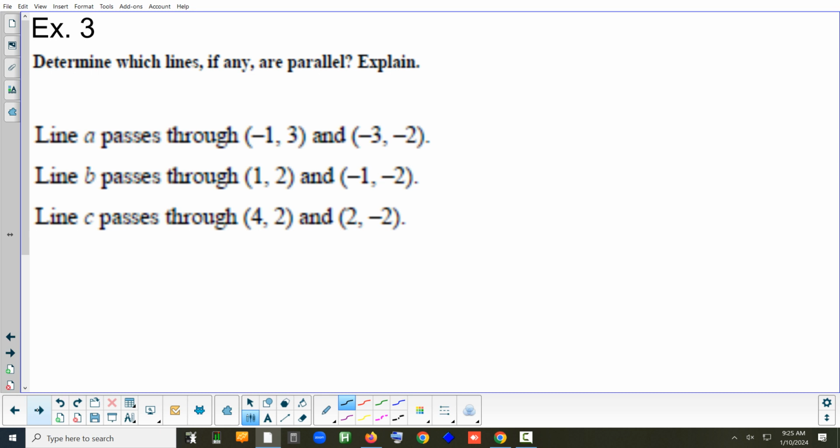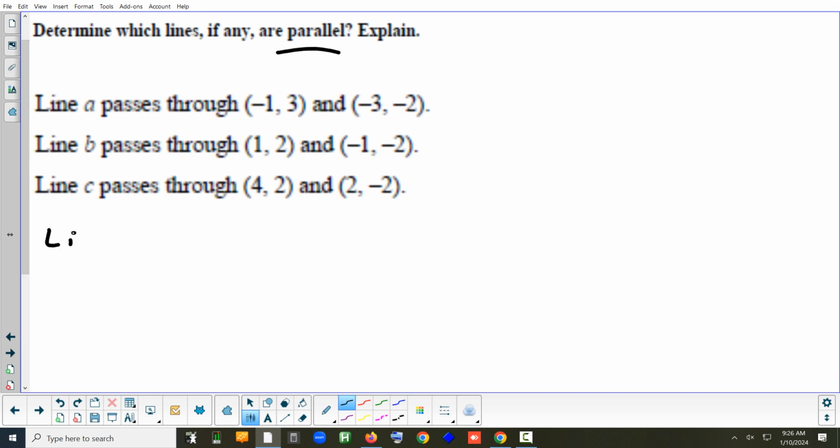And we're trying to figure out if these lines are parallel. So without pictures, what do you think we're going to have to find? And that will tell us if they're parallel or not. We're going to have to find it for each one of these lines. The slope, exactly. We're going to find the slope of each one of these lines, and if two of them come out the same, then we're going to know that they're parallel. Right. Okay, so let's start with line A.